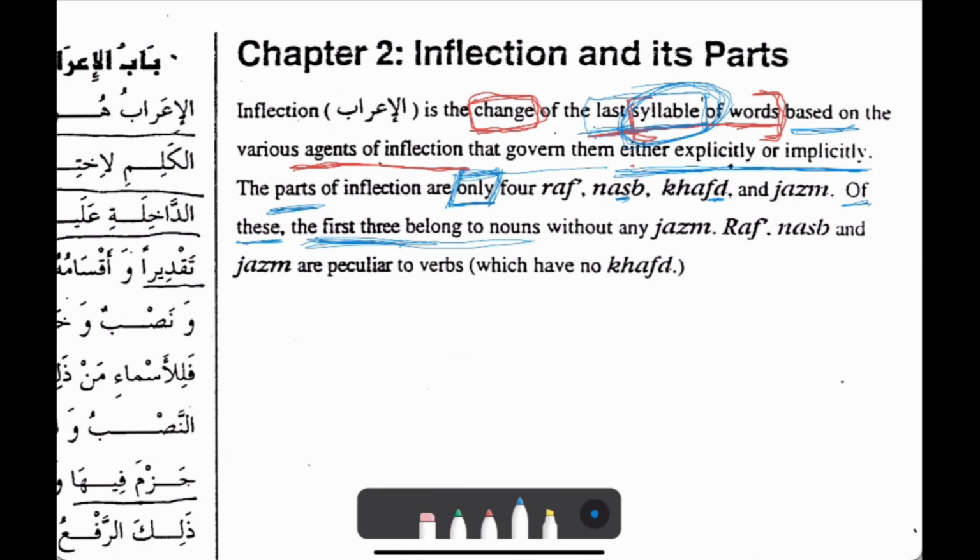It would be better to repeat them because the author did so, and maybe he did so for a reason. وَلَا جَزْمَ فِيهَا, without any jazm. Okay. Then he said, rafa', nasb, and jazm are peculiar to verbs. So, yani, he used the word peculiar in there. It was correct meaning, but it's possible to translate it without that word.